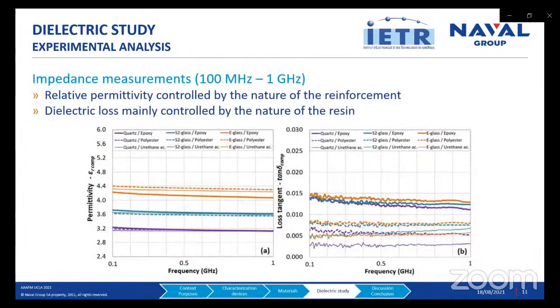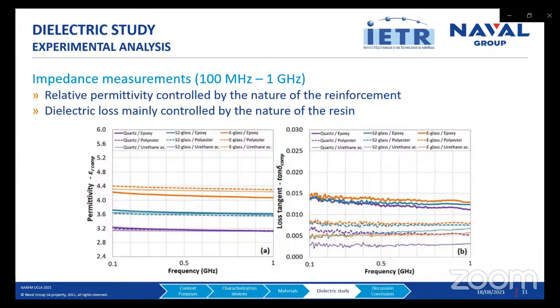To compare the theoretical values computed from the adapted 2D Maxwell-Garnett rule, we implemented impedance measurements from 100 MHz to 1 GHz. The results show that the relative permittivity of the composite laminate is controlled by the nature of reinforcement. You can see on the left graph that the highest values of relative permittivity are obtained with laminates made of E-glass fibers. On the contrary, laminate made of glass fibers present the lowest relative permittivity.